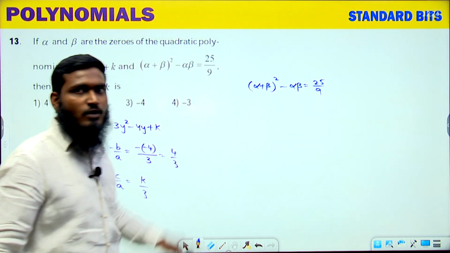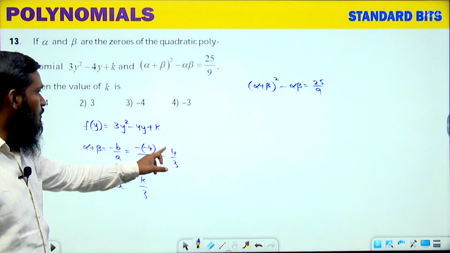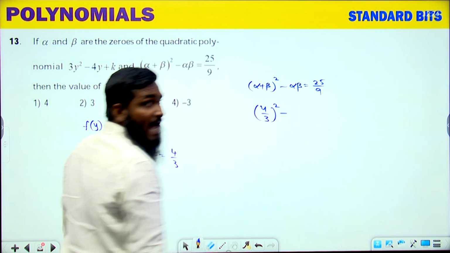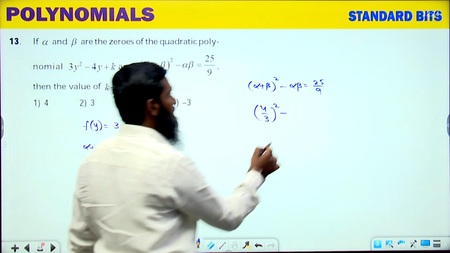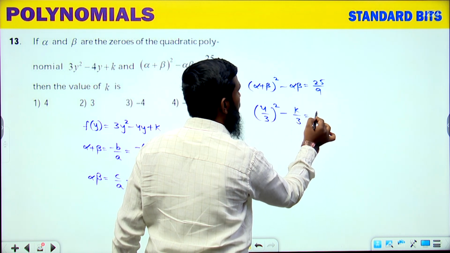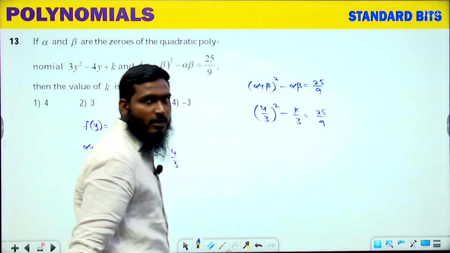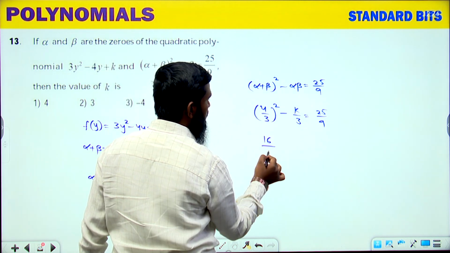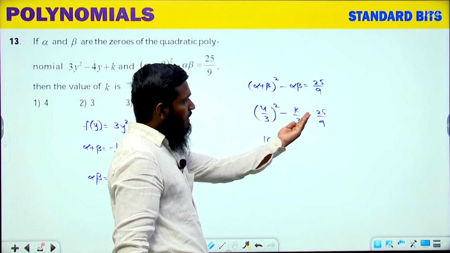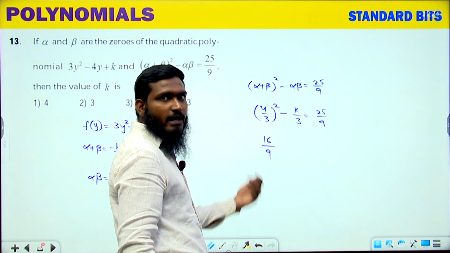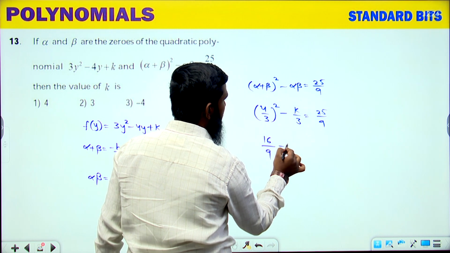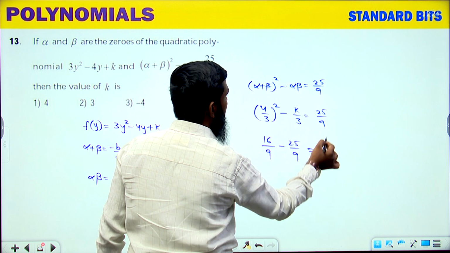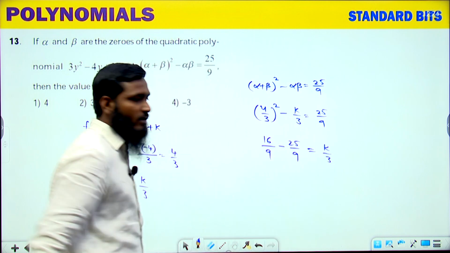Okay. Now let us substitute the alpha plus beta value. What is the alpha plus beta value? 4 by 3. So we write 4 by 3 whole square minus alpha into beta. Alpha into beta means what we are having? k by 3. So k by 3 is equal to 25 by 9, we have taken. Okay. Now let us do the square. 4 square will become what? 16, divided by 3 square, which becomes 9. 16 by 9. Let us bring the 25 by 9 over here. So it will become minus 25 by 9, is equal to minus k by 3 over there, which means plus k by 3. Okay, like this we have taken.